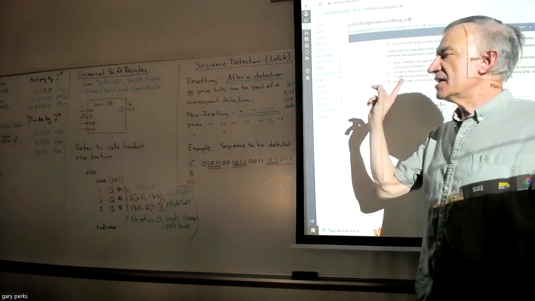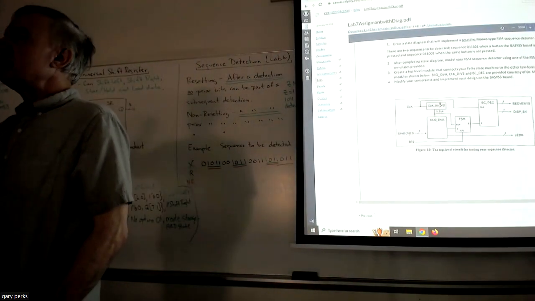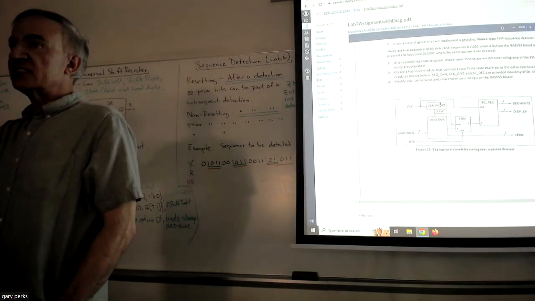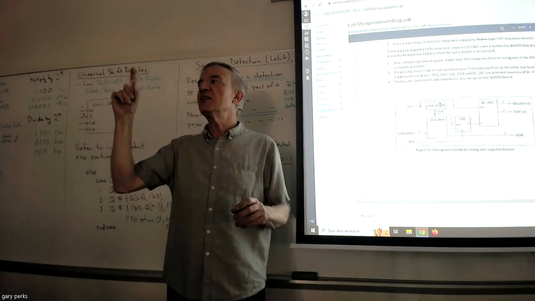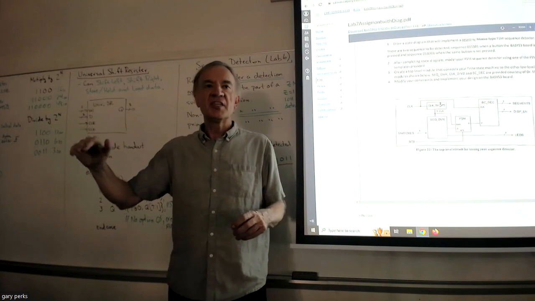Because just like in that example, the Z output of your FSM is a 0 until you detect the sequence, right? So the output of your FSM only changes to a 1 when you've detected the sequence you're looking for, okay?